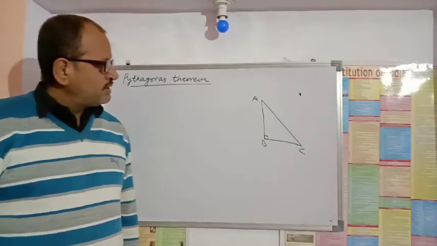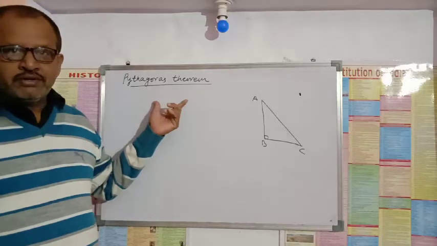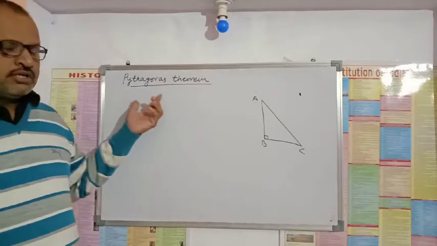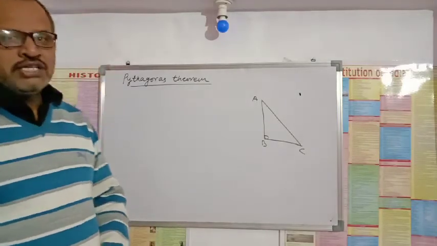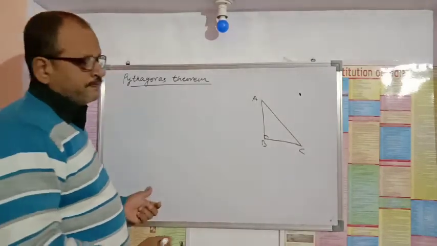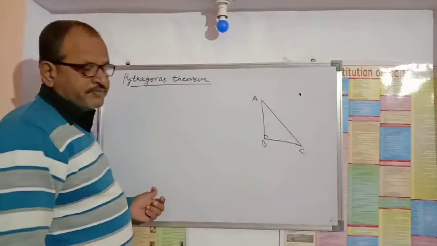Good morning, class. Today we will study the Pythagoras theorem. Pythagoras theorem is applied in a right angle triangle. What is the statement of Pythagoras theorem? See, this is a right angle triangle ABC.